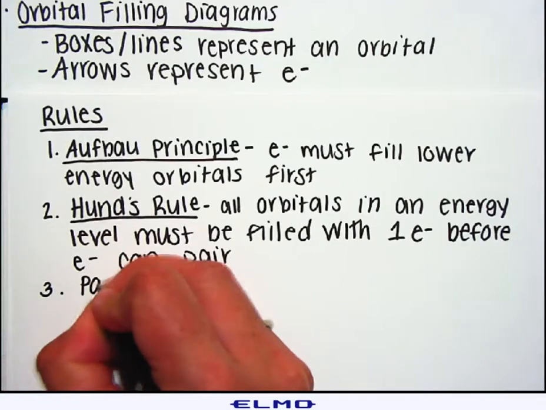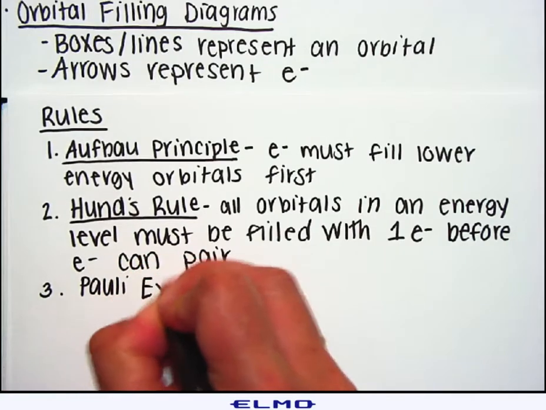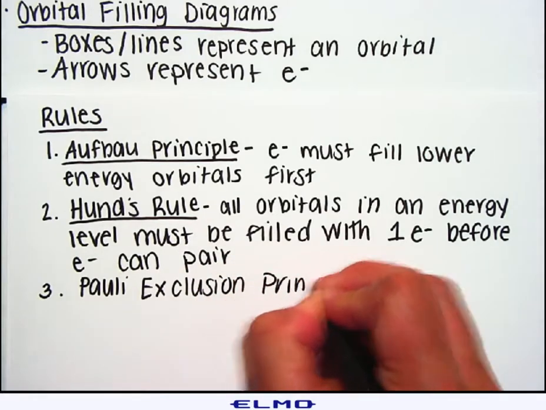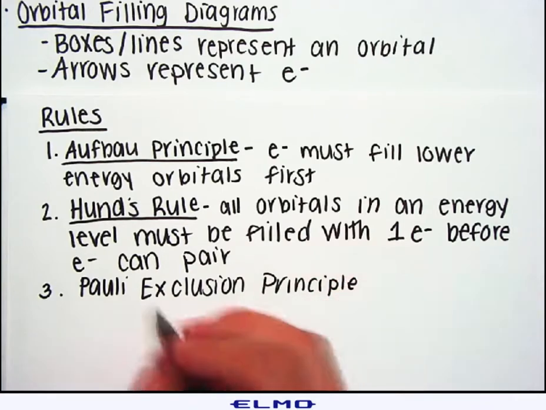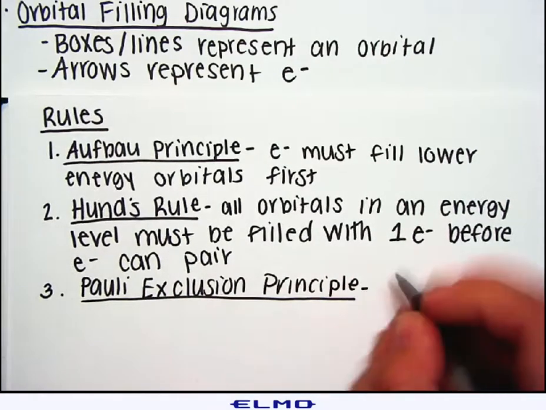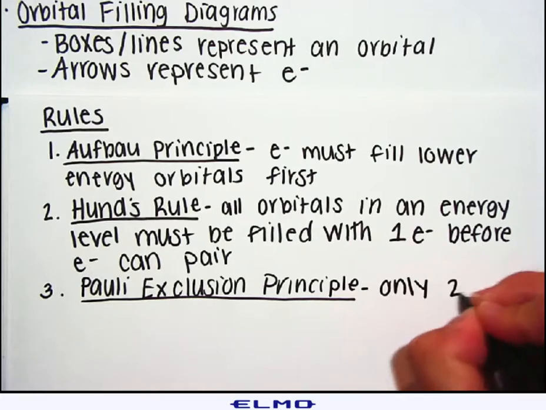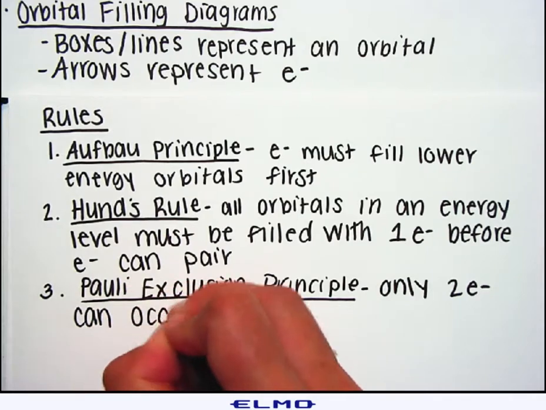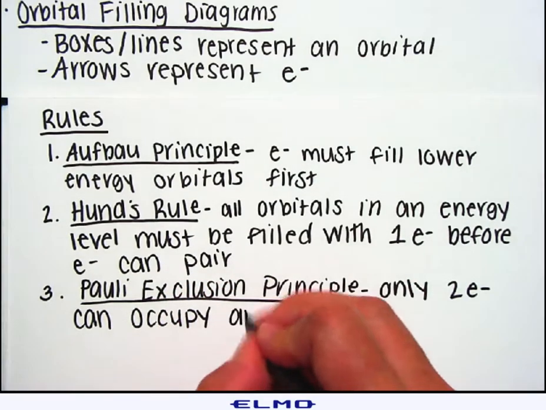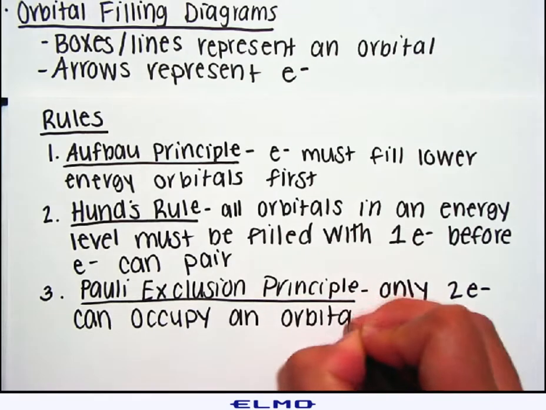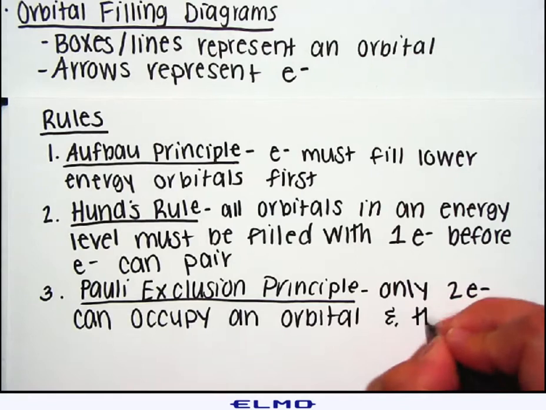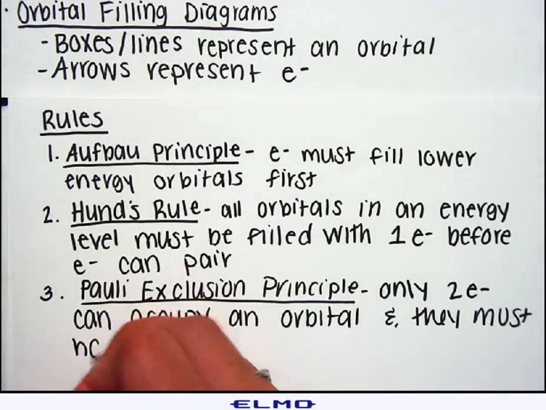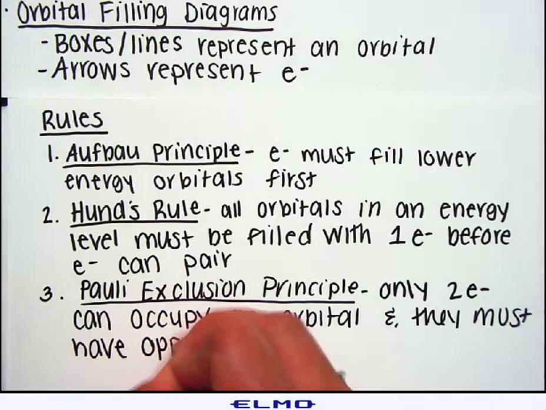3. This is the Pauli exclusion principle, which states only 2 electrons can occupy an orbital, and they must have opposite spins.